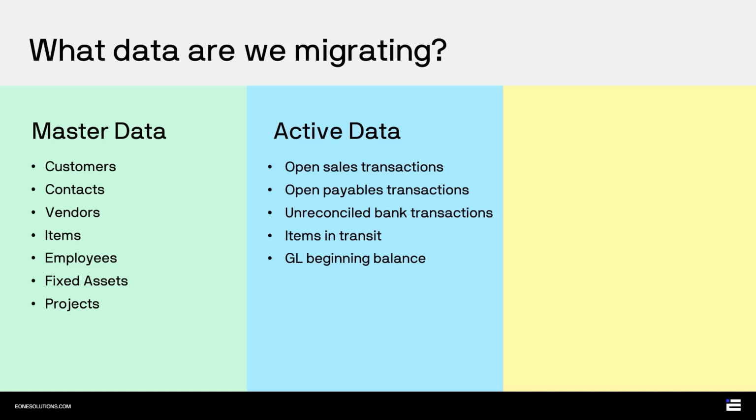You'll need master records such as customers, vendors, and items to transact against, as well as active data such as unpaid invoices and opening balances to pick up where you left off.